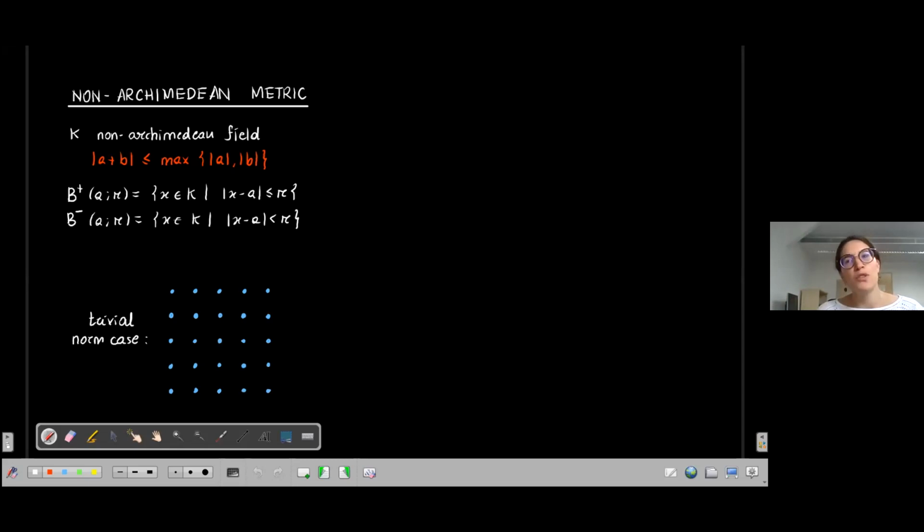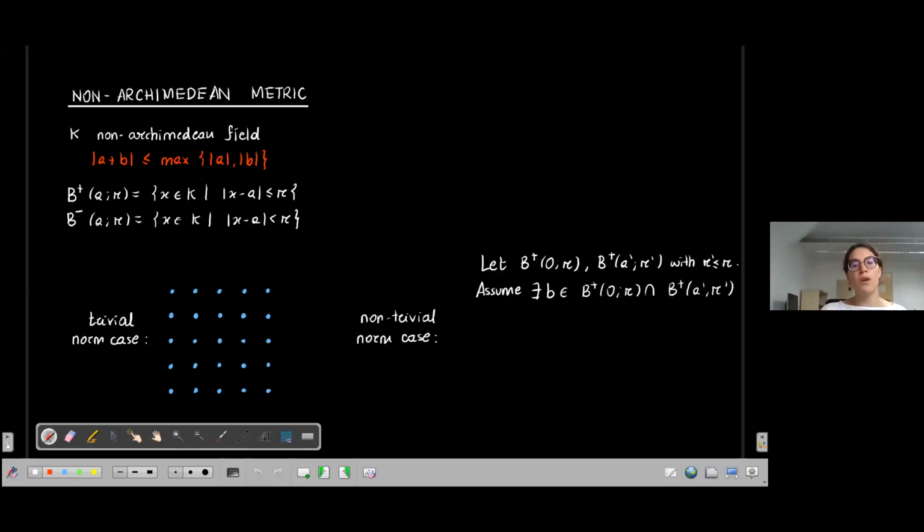But now let's move to the non-trivial norm case. In the trivial case, we see that all the balls are either completely disjoint or there is just the whole space. Let me show you instead what happens in the non-trivial case. Suppose that we're given two balls. One is centered at 0 and the other is centered at the point A prime, and the radii are R and R prime, where, without loss of generality, we assume R prime to be smaller than R.